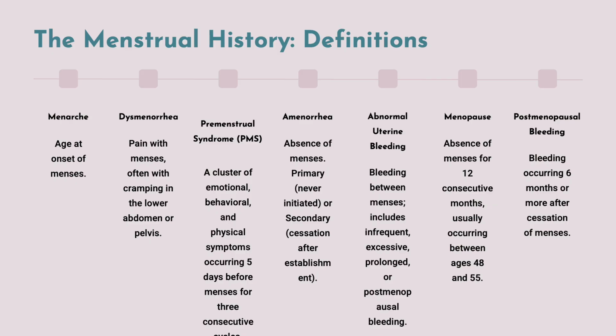Amenorrhea is the absence or lack of menses. Amenorrhea can be divided between primary or secondary. Primary amenorrhea means they have never had any menses. So this happens, for example, in some syndromic patients, those with intersex. In contrast, secondary amenorrhea is those with cessation after establishment. For example, those who have early menopause.